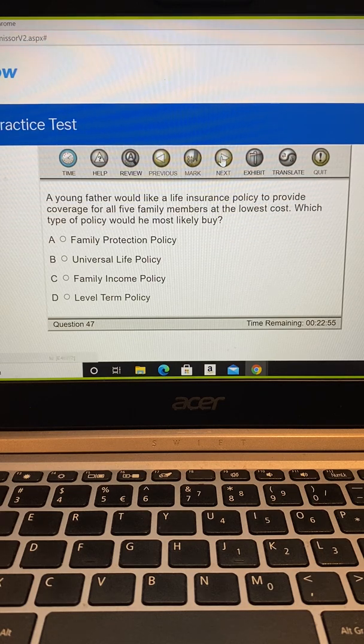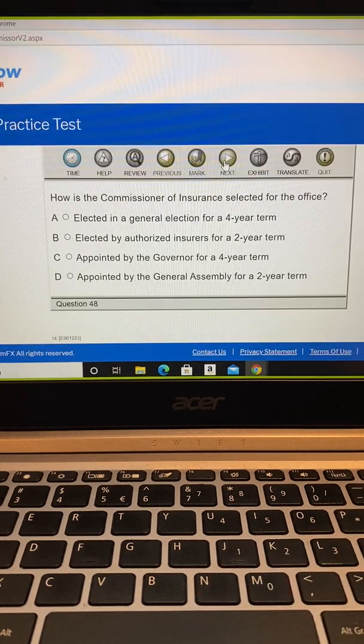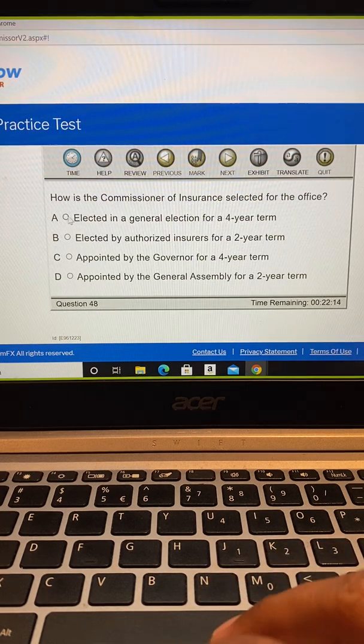The young father would like a life insurance policy to provide coverage for all 5 family members at the lowest cost. Which type of policy would he most likely buy? Family protection. How is the commissioner of insurance selected in the office? Appointed by governor, no. Appointed by attorney general, no. Elected by authorized insurers, no. Elected in a general election for a 4-year term.